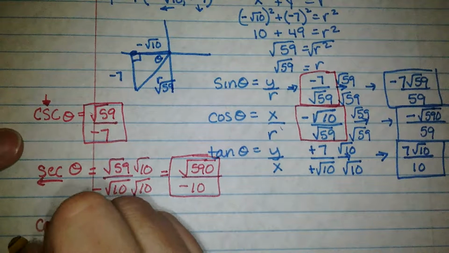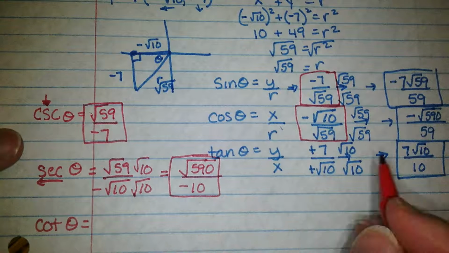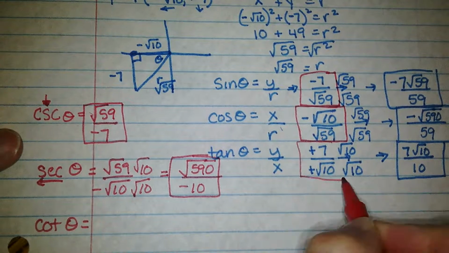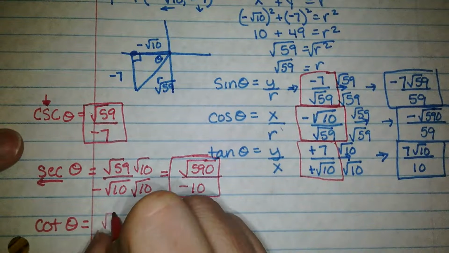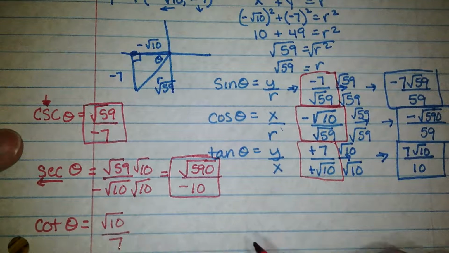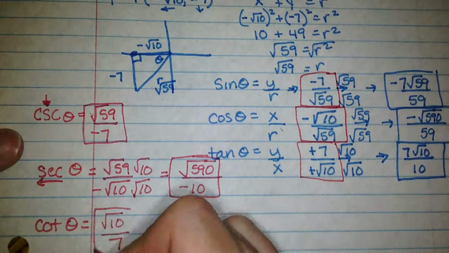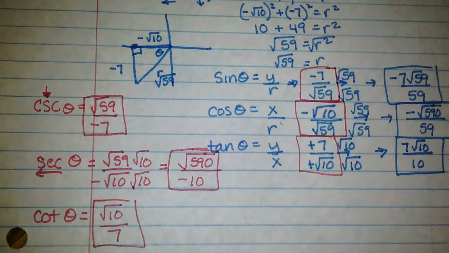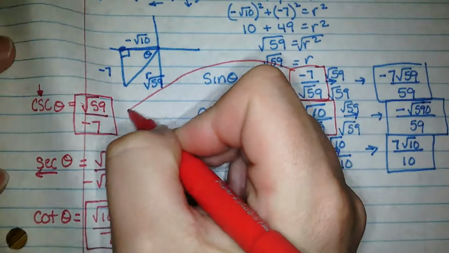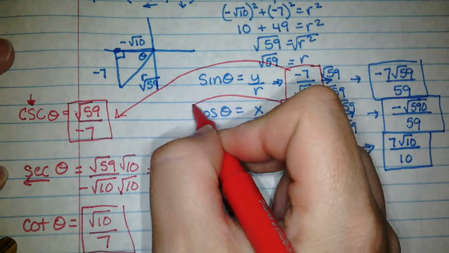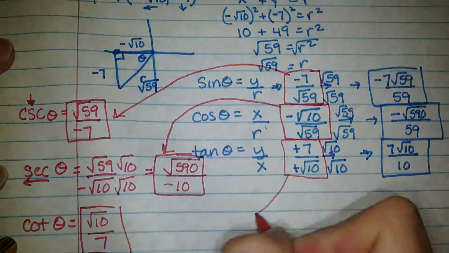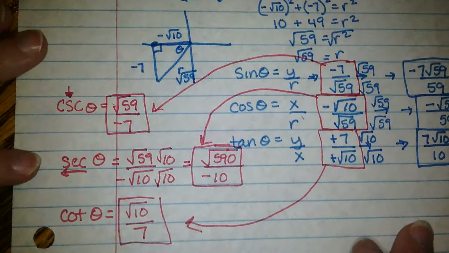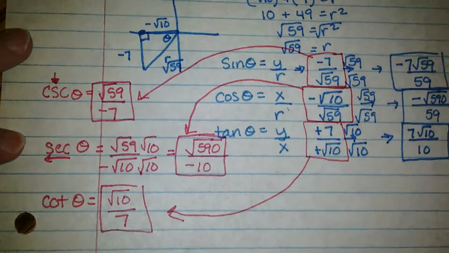And then our last one is cotangent. And cotangent is the reciprocal of this one, so radical 10 over 7. And there goes our number 9. All right, remember that we are taking the reciprocal, taking the reciprocal, taking the reciprocal. Okay, so you flip it and rationalize it.